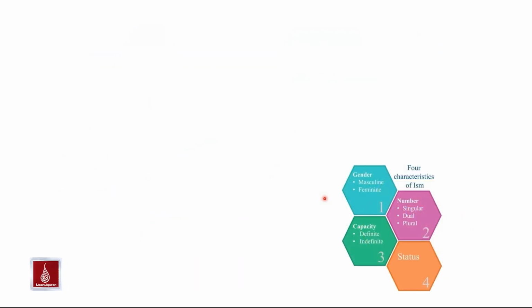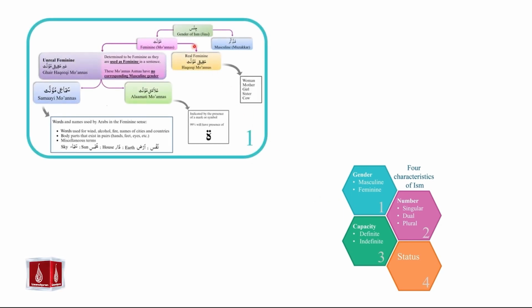To recap the first three characteristics of ism, the first one is gender. From the standpoint of gender, an ism can be masculine or feminine. We focused on the study of feminine asma, and we determined that if an ism meets criteria for feminine asma, we will call it feminine. If not, that ism will meet criteria to be masculine.